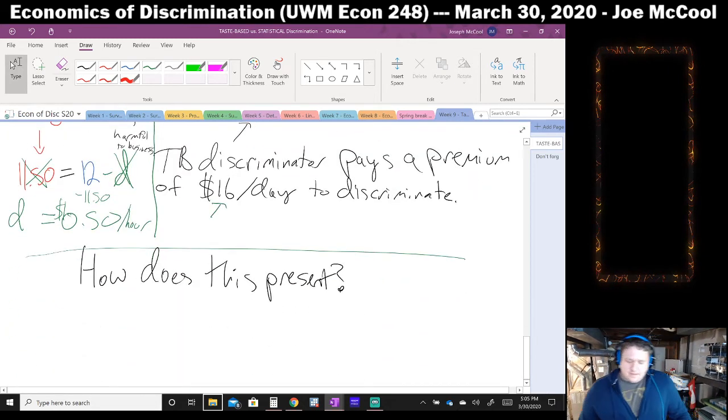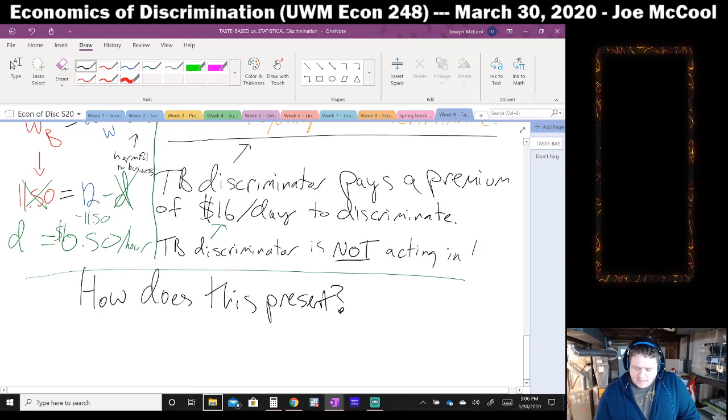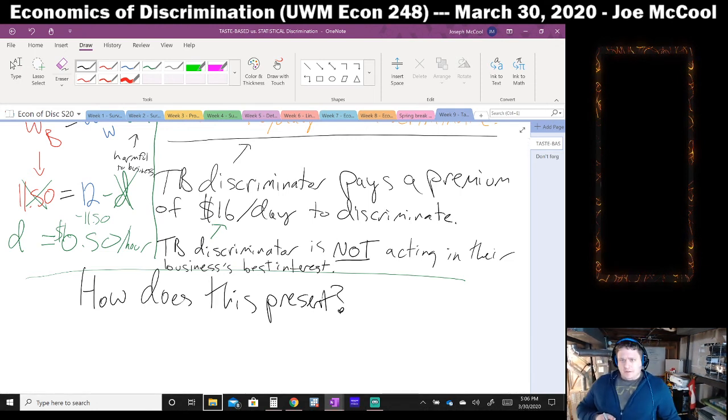So the important thing to remember with taste-based discrimination is that a taste-based discriminator is not acting in their business's best interest. You can point out to a taste-based discriminator that they are shooting themselves in the foot by behaving in this way. All right?